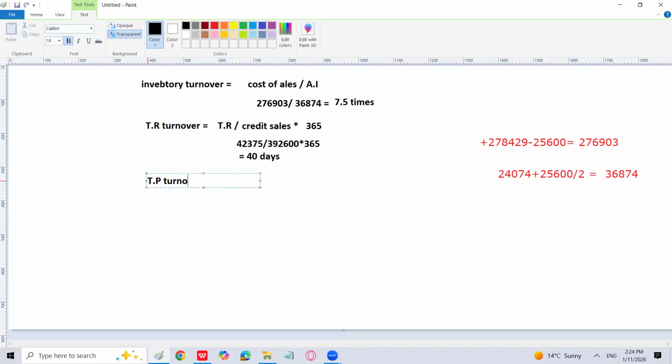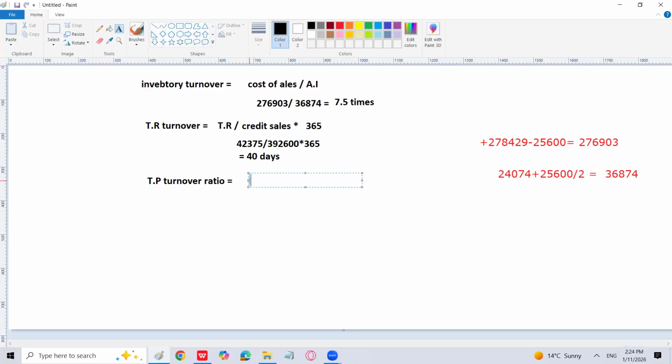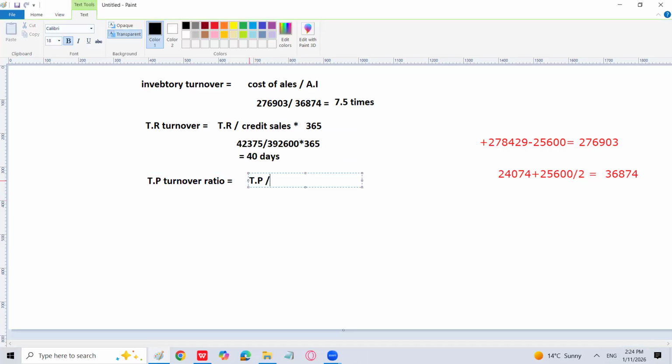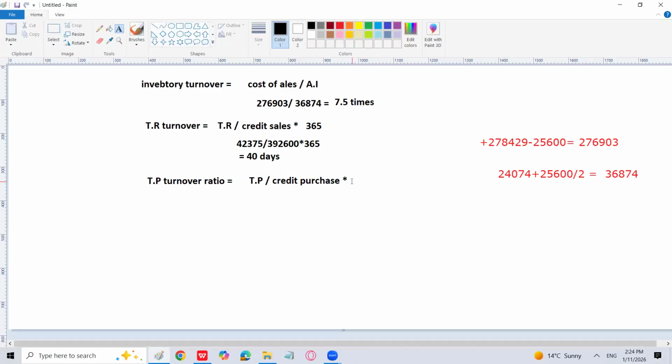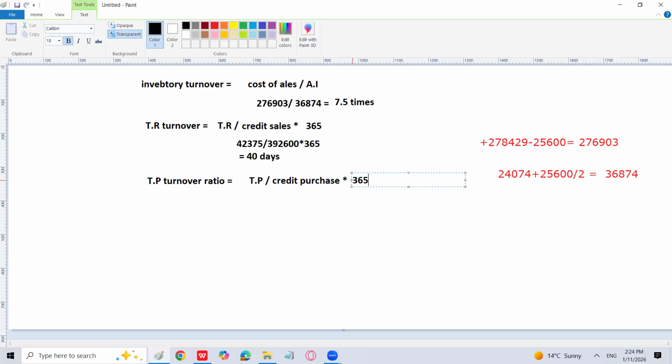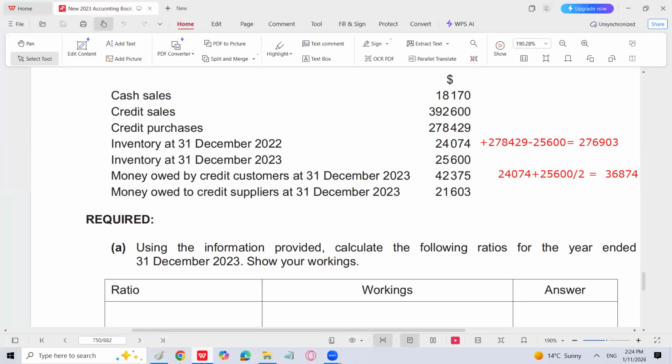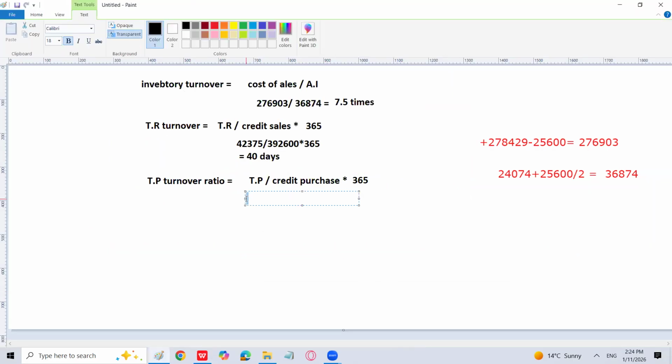Then comes the trade payable turnover ratio. Formula is going to be trade payable over credit purchases into number of days in a year, which is going to be 365. So let's see the amount of trade payables. They are given: 21,603. So I will write here trade payables 21,603 divided by credit purchases.